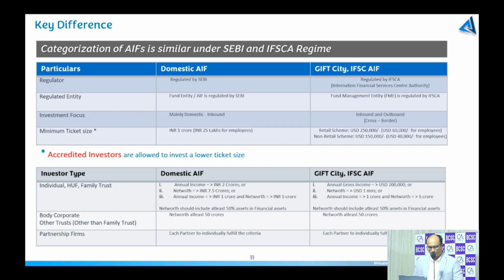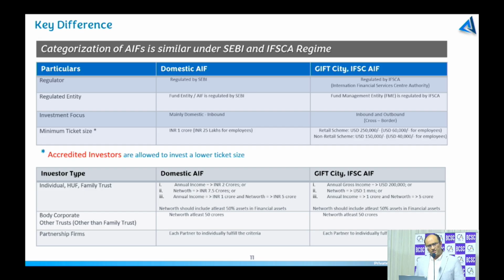Regulated entity. Under the domestic regime, under the SEBI regime, it is the fund entity that is regulated by SEBI. So all your filings, all your reportings to SEBI need to be made from the fund entity. All your quarterly compliance reports, your monthly compliance reports, your trustee reports, everything is for the fund entity.